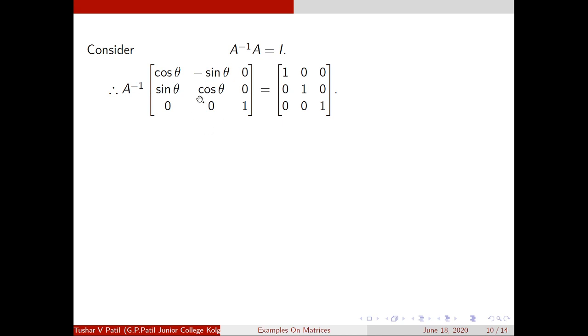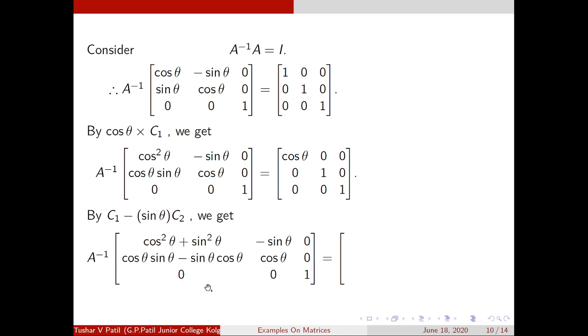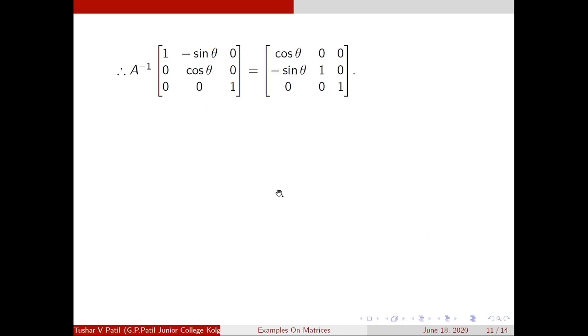Similarly, we can convert this matrix into identity. First operation here, cos theta into C1. That means multiply cos theta to the column C1. We get as it is. Now multiply sin theta into C2 and subtract this from column C1. We get here, as it is. This is equivalent to the matrix.